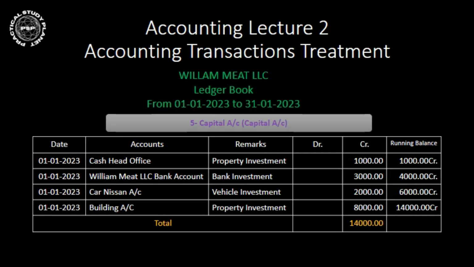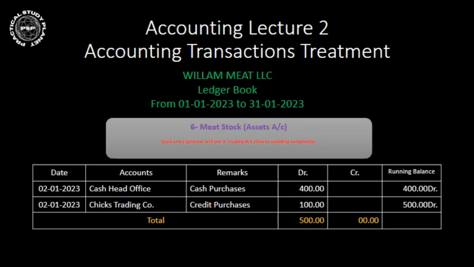You can see here all the balances are on the credit side, because the capital increasing is always credit. The rule applicable to all formats will be the same, in journal will be the same, ledger also will be the same. Meat stock assets account, so it was purchased on cash 400 and on credit 100, so there will be two effects in the ledger, 400 cash by cash purchases and 100 by credit, so the Chicks Trading Company will be the liability, so that's why the opposite account will be there.